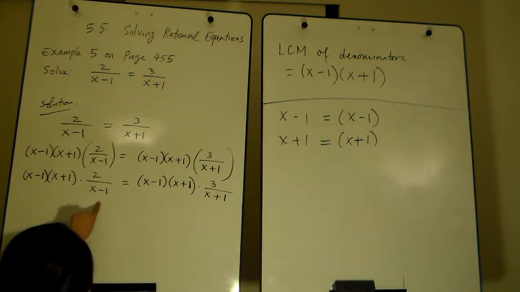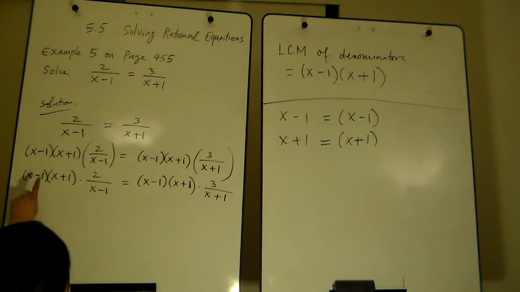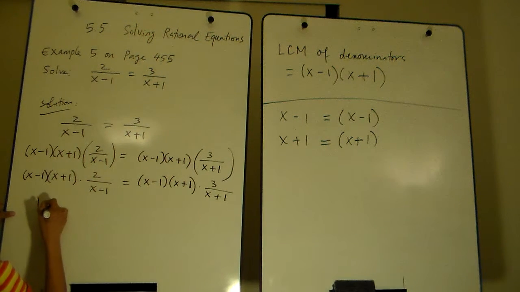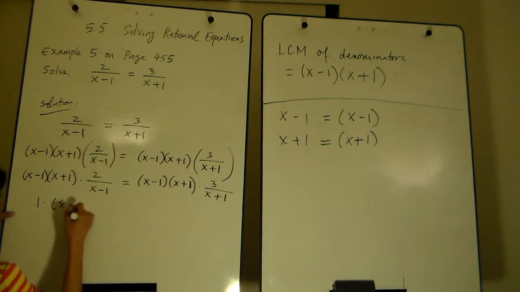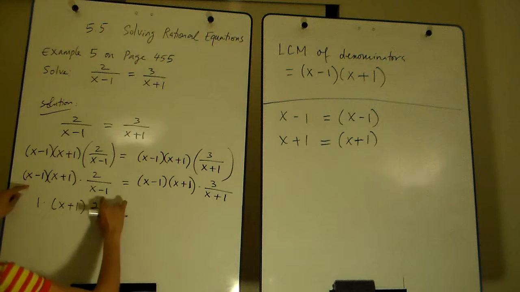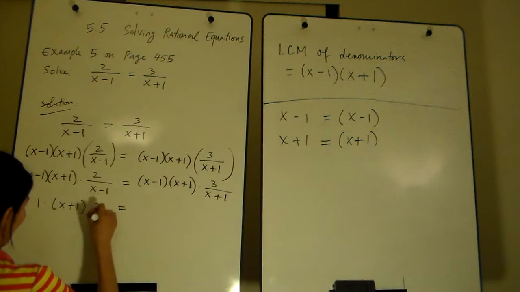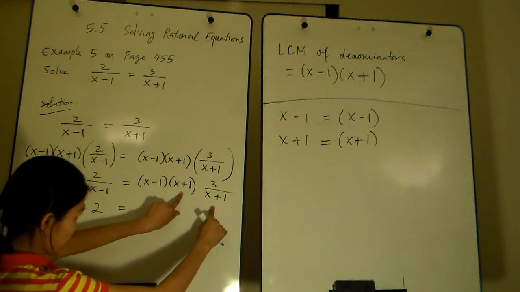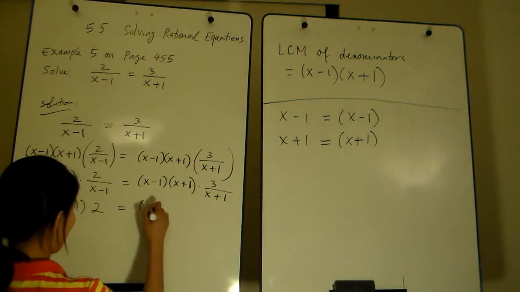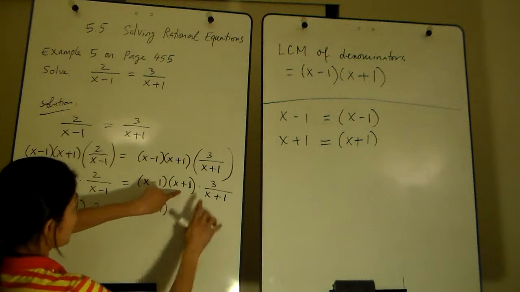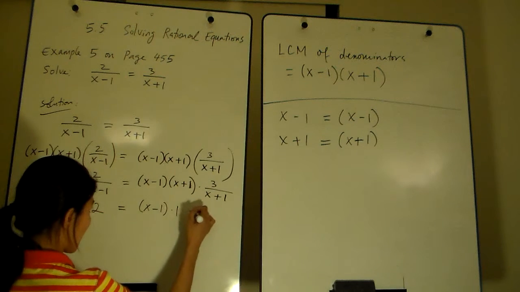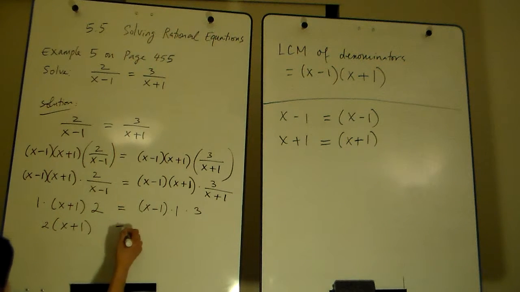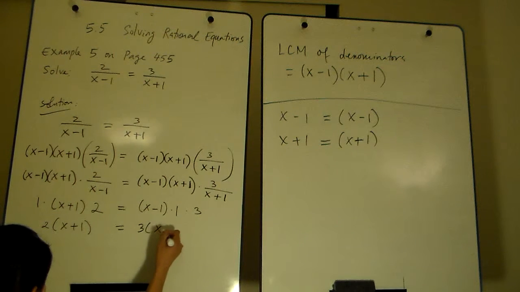There's x minus 1 on top divided by x minus 1 at the bottom. So x minus 1 divided by x minus 1 is 1. The remaining is x plus 1, times 2. These two cancel and become 1. Now for this side, x plus 1 on top divided by x plus 1 at the bottom becomes 1. So the remaining is x minus 1, and this x plus 1 divided by x plus 1 is 1, and the remaining is 3. Simplify what we can. We have 1 times 2 is 2, times x plus 1. And 1 times 3 is 3, so 3 times x minus 1.